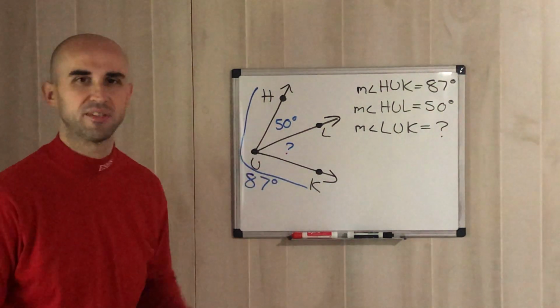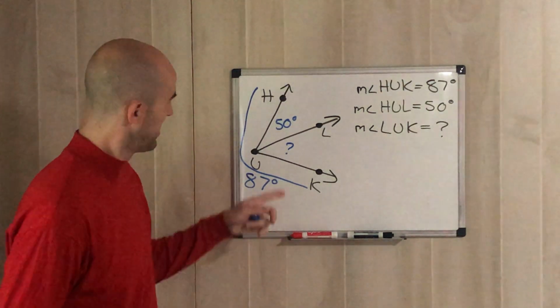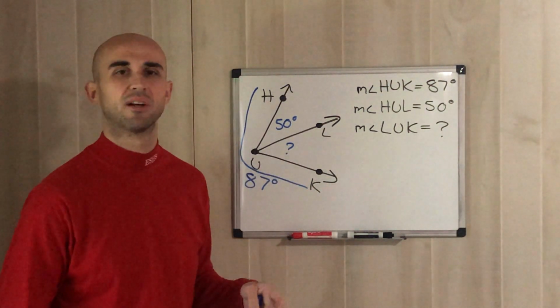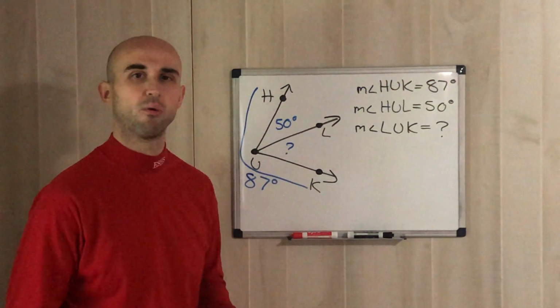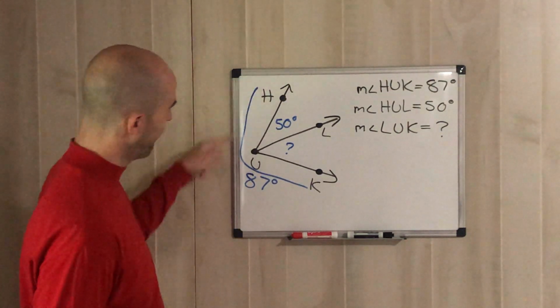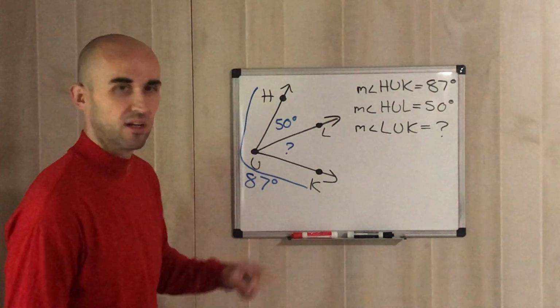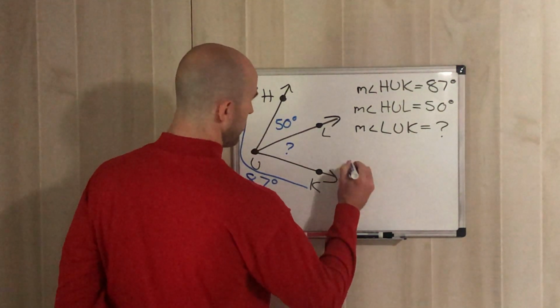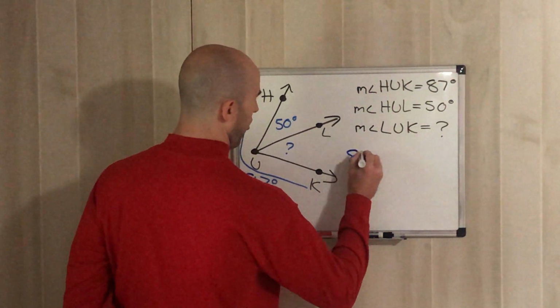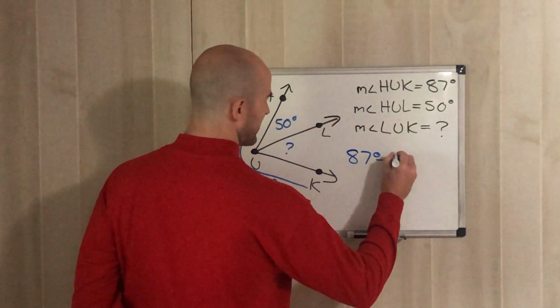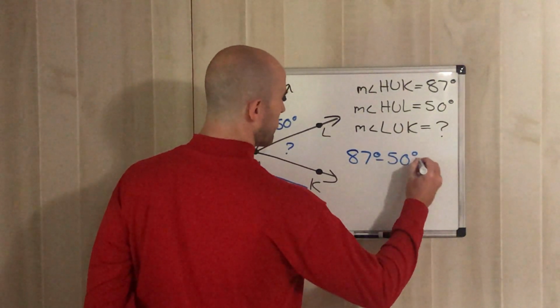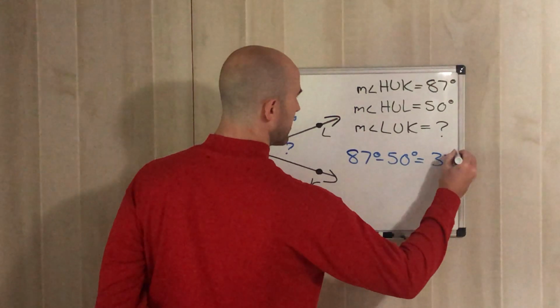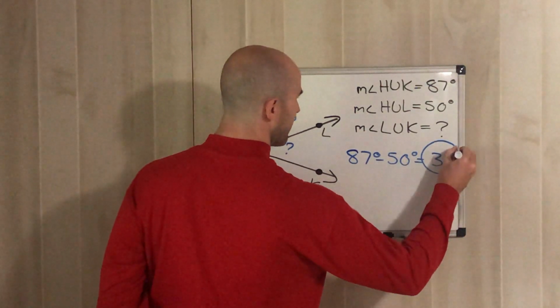So what does that represent? That represents a part, right? Since we're trying to find a part, whenever you're trying to find a part, you always subtract. And again, if we know that the whole thing is 87, and this piece is 50, all we would have to do is subtract, right? The whole thing, 87 degrees, minus the part, 50, equals 37. So 37 degrees.